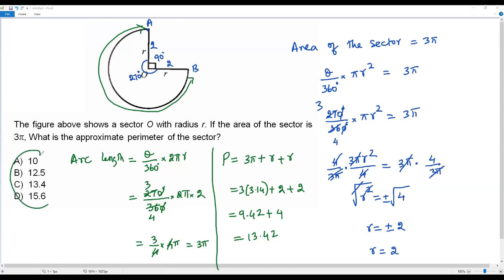When I go over the options here, in option C we have a value of 13.4, which is very close to the one we got. So the correct answer choice for this question is option C.